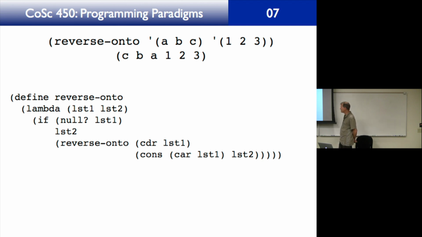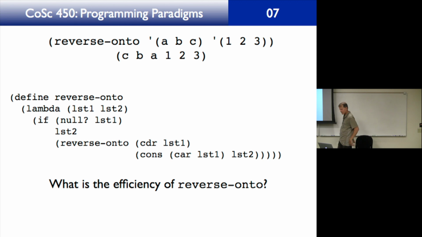What is the big theta of this? What is the efficiency of reverse onto? And why is it n? It's n where n is the length of list 1, right? Because list 1 is what goes down. So list 2 could be whatever. So it's big theta of n, where n is the number of elements in list 1.